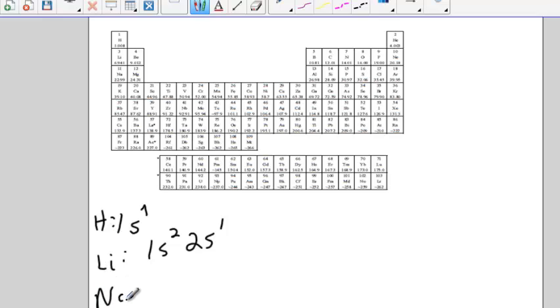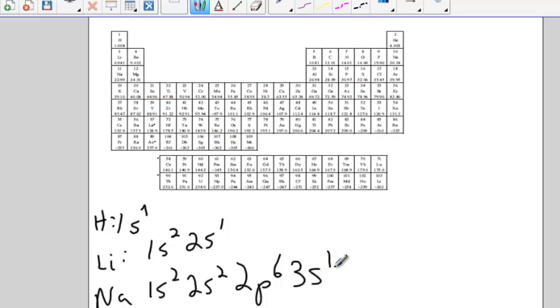Let's talk about sodium, right underneath lithium. That's 11 electrons, and it's 1s2, 2s2, 2p6, 3s1. Notice what's happening here. They're all ending in s1. If I did potassium, it would also end in s1. Rubidium, cesium, francium, they would all end in s1.